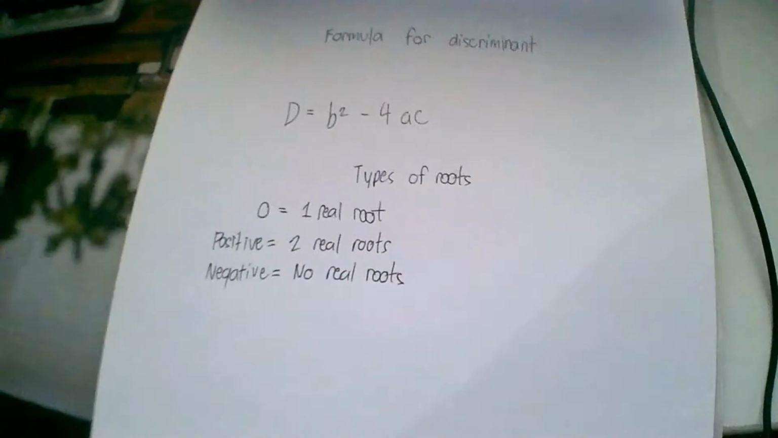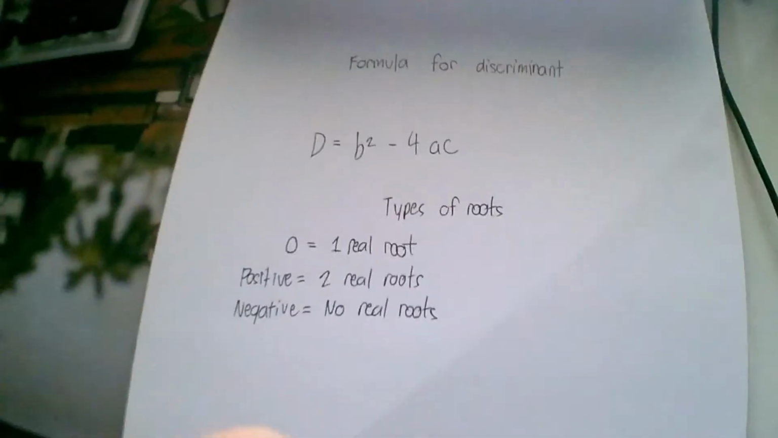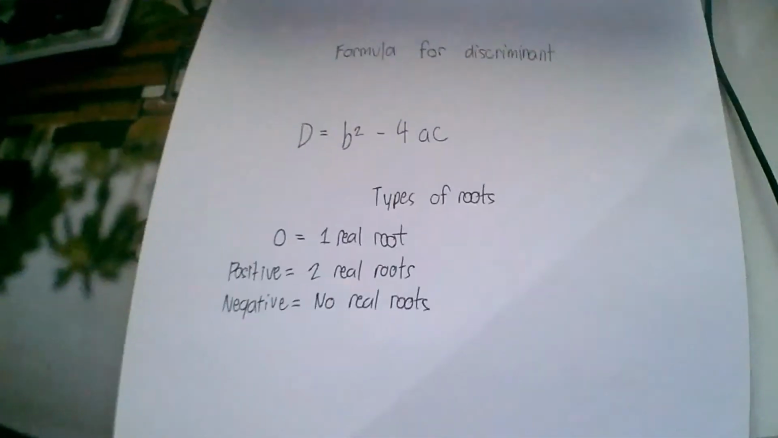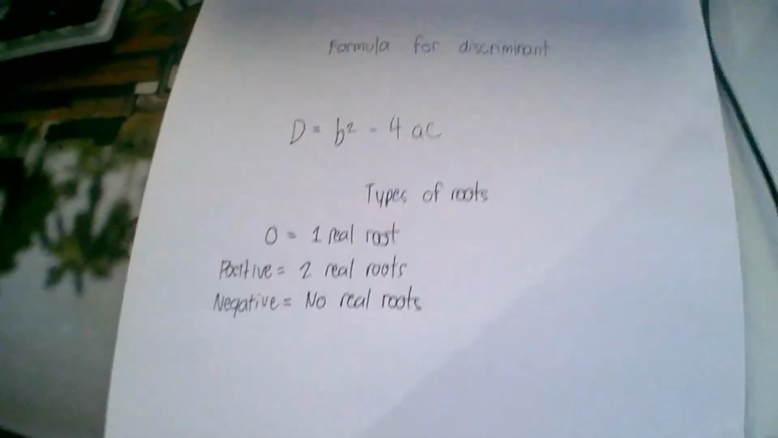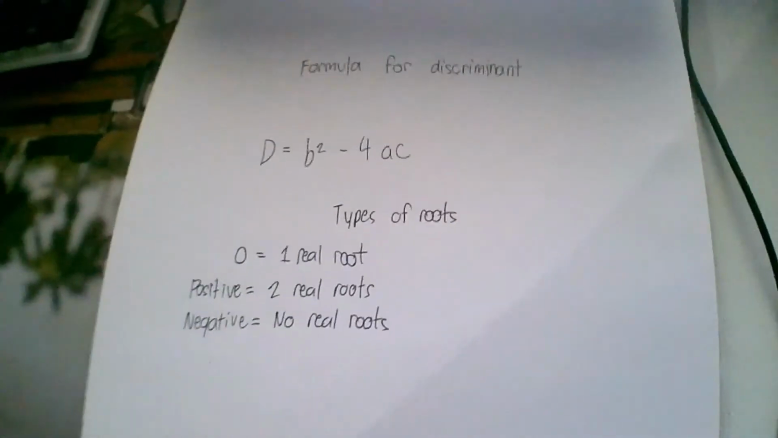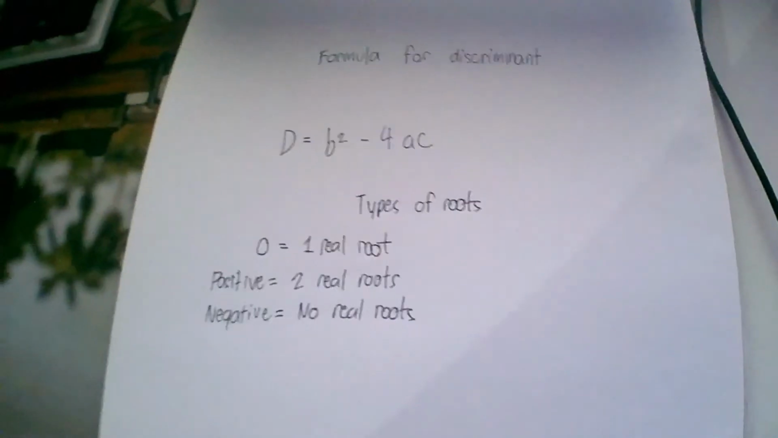Now, for the types of roots: if your answer is 0, it is equal to 1 real root. If your answer is positive, it is equal to 2 real roots. If your answer is negative, then there are no real roots. Now, we will solve for the discriminant.